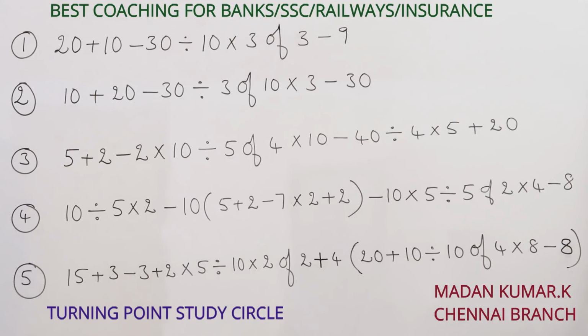Fourth one, 10 divided by 5 into 2 minus 10, brackets, 5 plus 2 minus 7 into 2 plus 2, brackets close, minus 10 into 5 divided by 5 of 2 into 4 minus 8. The last one, fifth one, 15 plus 3 minus 3 plus 2 into 5 divided by 10 into 2 of 2 plus 4, brackets, 20 plus 10 divided by 10 of 4 into 8 minus 8, brackets close.